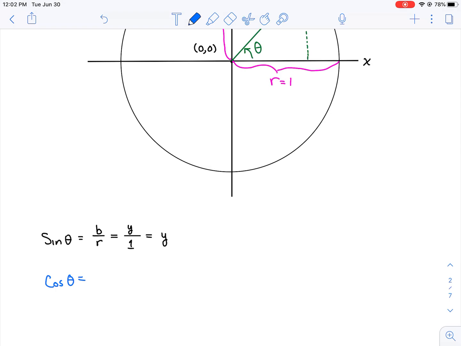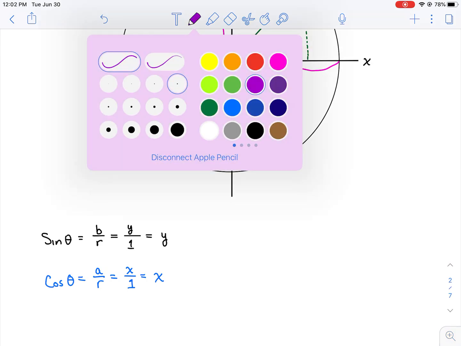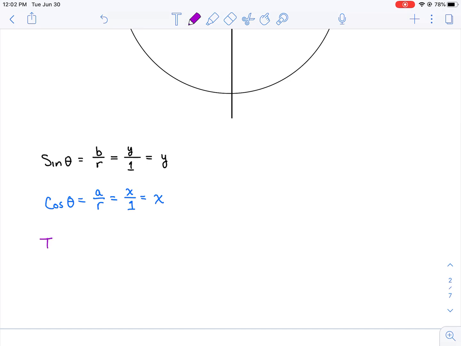How about cosine theta? Cosine theta, you may remember, is a divided by r. Since this is the unit circle, this will be the x coordinate divided by 1. So the cosine of theta can be found by looking at the x coordinate. And then we have the tangent of theta. The tangent of theta is b divided by a, which is y divided by x. So tangent of theta can be found by taking the y coordinate and dividing it by the x coordinate.